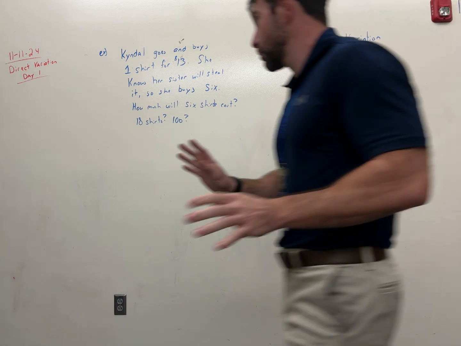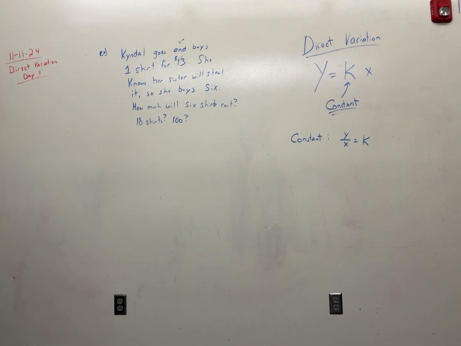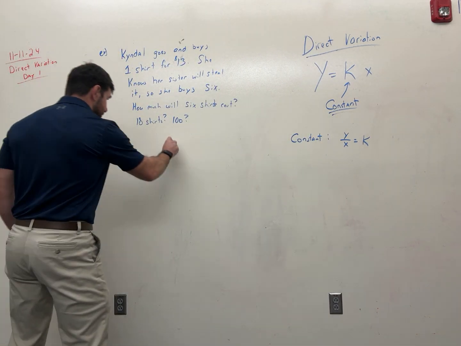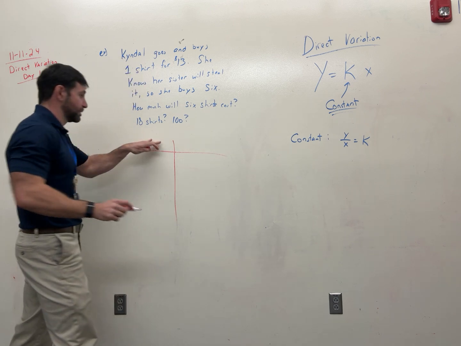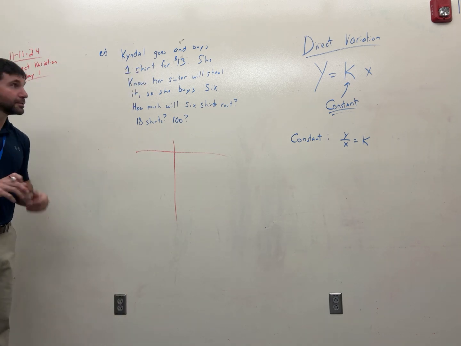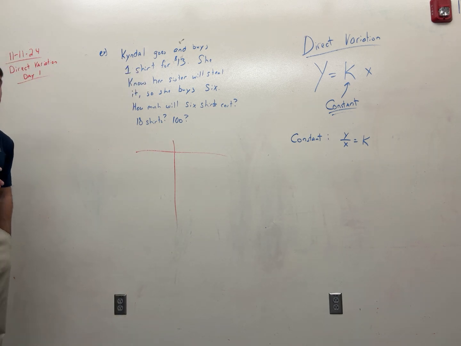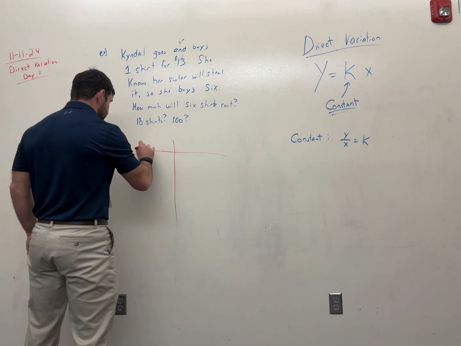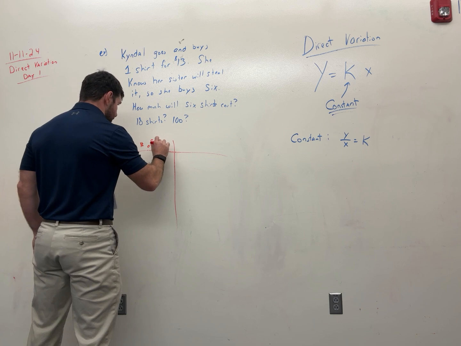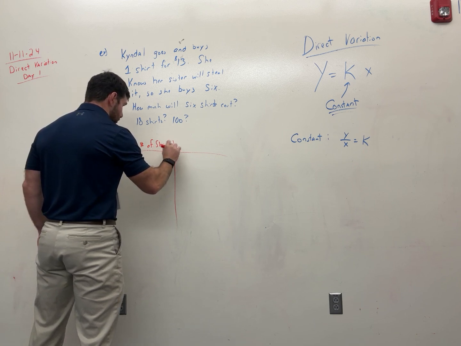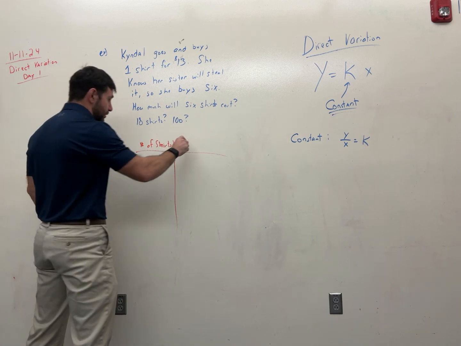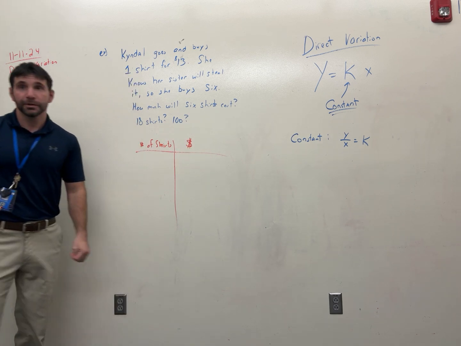Okay, I'm not asking you for the whole thing, but here's what I'm asking. What should I label my table? Kendall, what should I label my table? What should be the X, what should be the Y? What do you think? The X would be shirts. Yeah, the number of shirts. And? What's over here? The cost. Very good. Okay, keep on going.